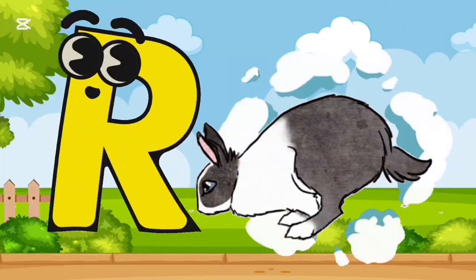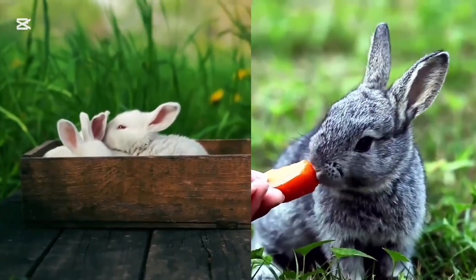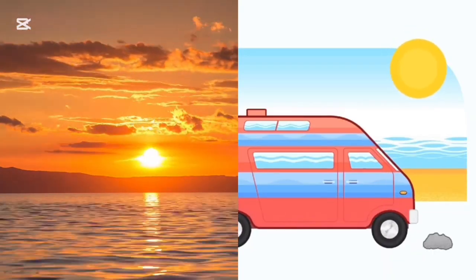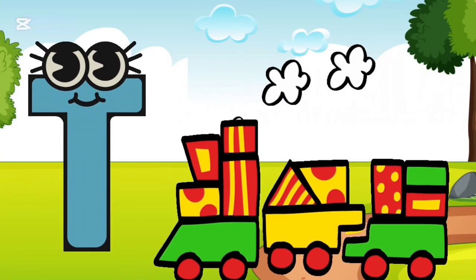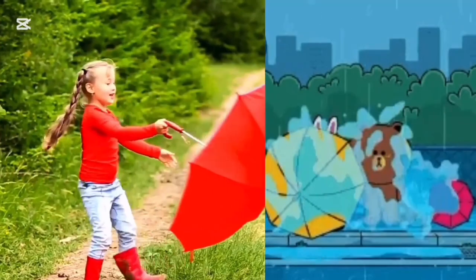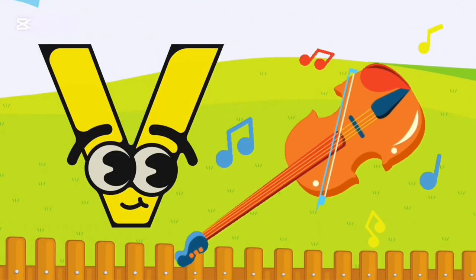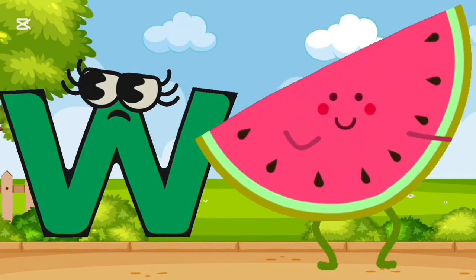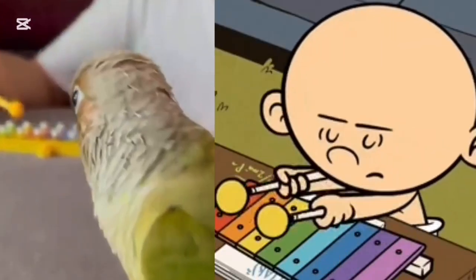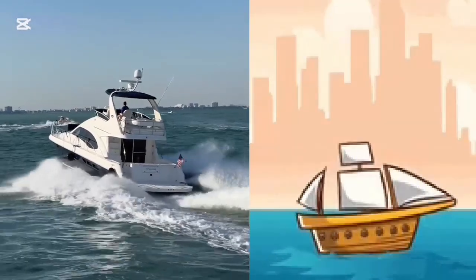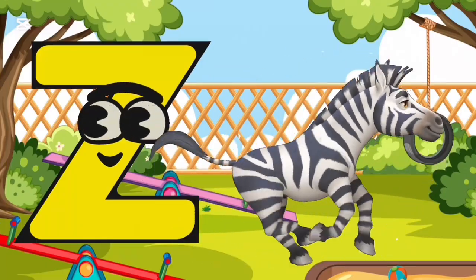R is for rabbit, rabbit. S is for sun, sun. T is for train, train. U is for umbrella, umbrella. V is for violin, violin. W is for watermelon, watermelon. X is for xylophone, xylophone. Y is for yacht, yacht. Z is for zebra, zebra.